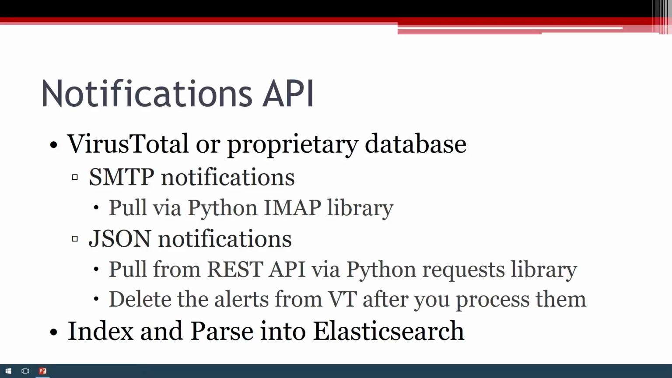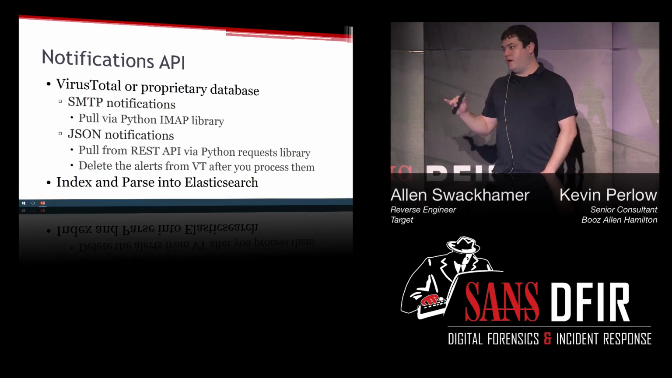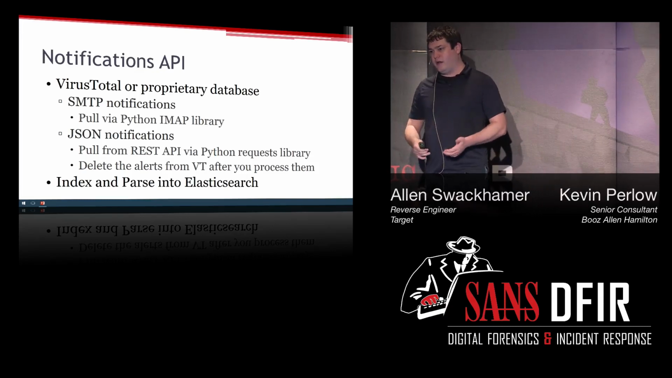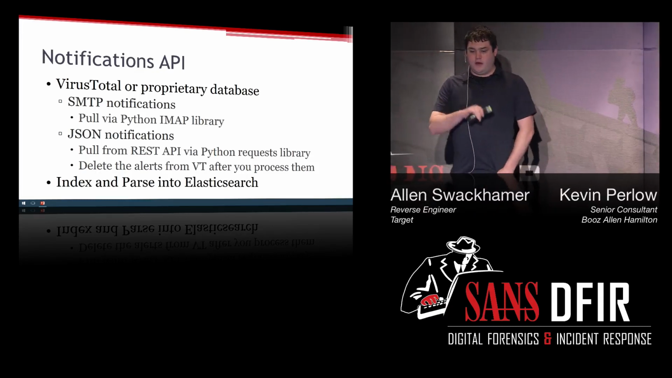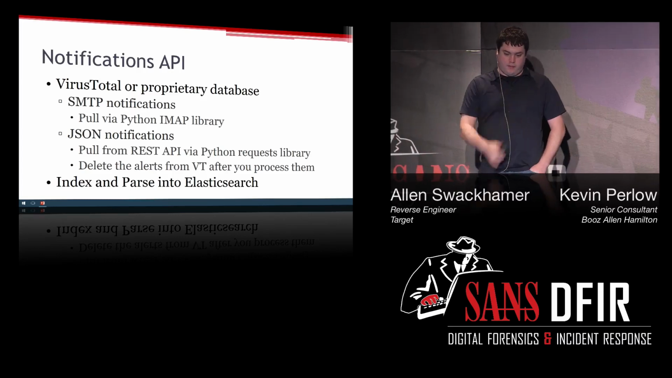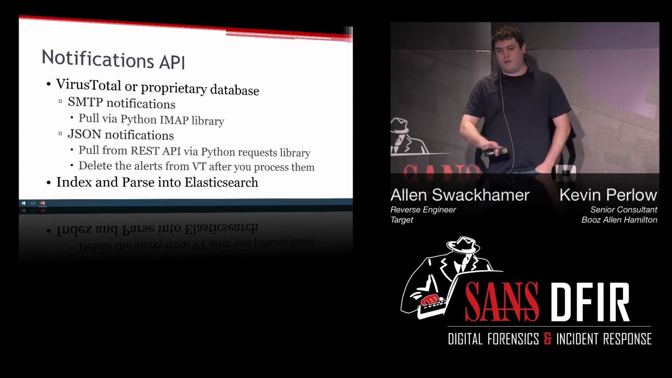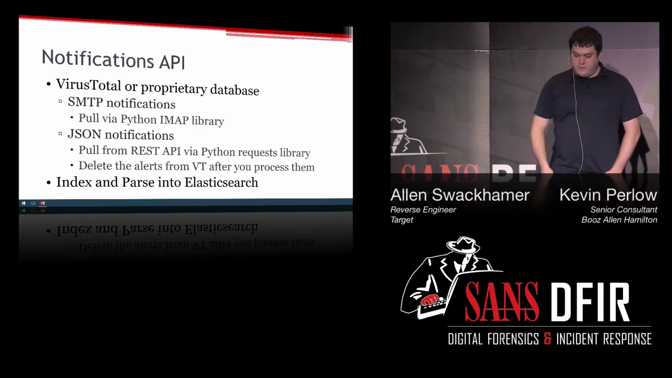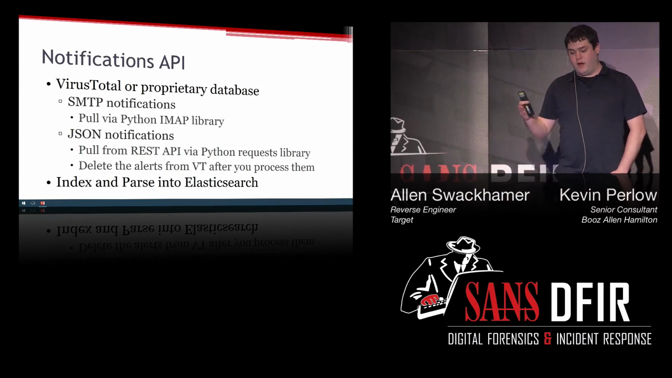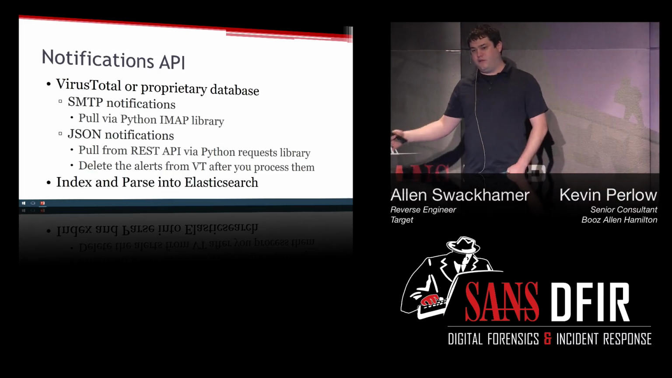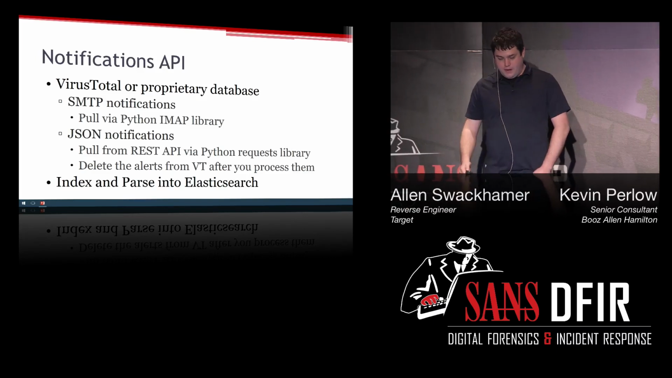And let me just step back a little bit here too. Everything that we have up here, as far as source code, I've released this project. There's working code on GitHub, which there'll be a link at the end, where you can actually implement everything that we talk about here in your own environment if you have a VirusTotal Intelligence subscription. So what we're going to do once we get the notification document from VirusTotal is index, parse that, and push it into an Elasticsearch stack.